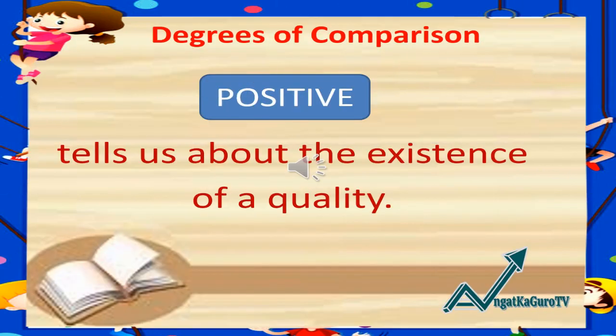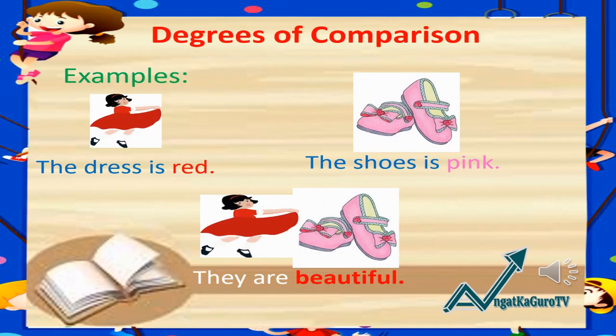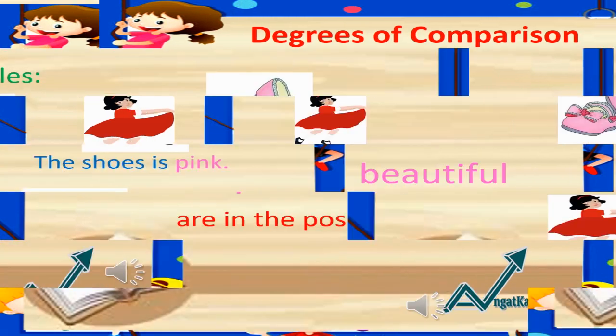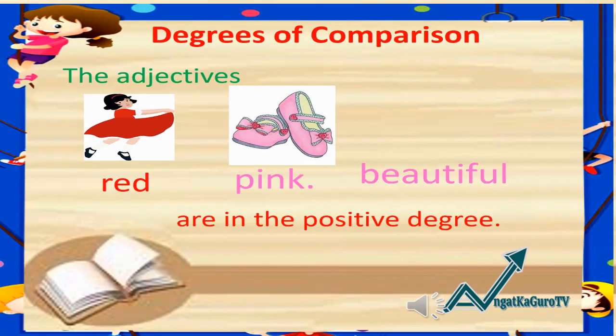Positive degree tells us about the existence of a quality. Examples: the dress is red. The shoes are pink. They are beautiful. The adjectives red, pink, and beautiful are in the positive degree.